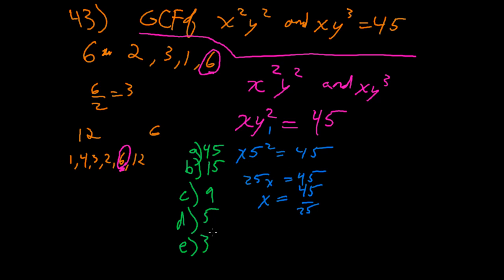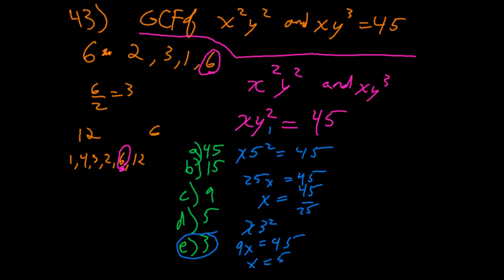So by process of elimination, we can see that E is the only possible choice, because if we plug in 3, we would have x times 3 squared, which is 9. So we'd have 9x is equal to 45, and x could be equal to 5.